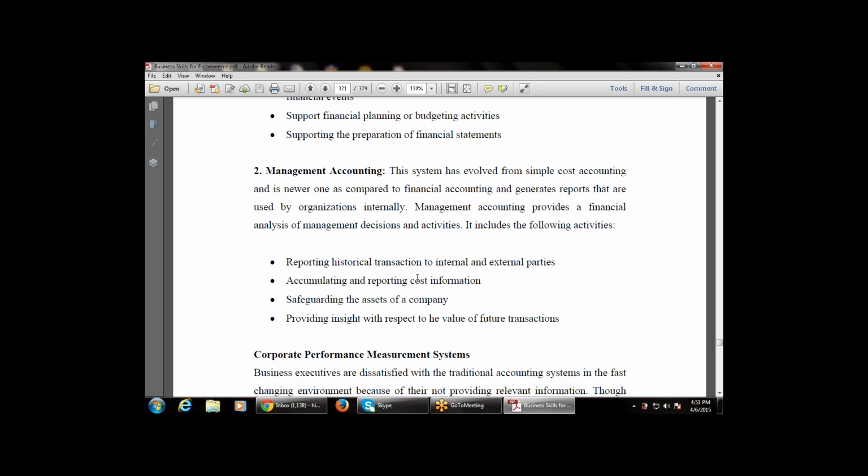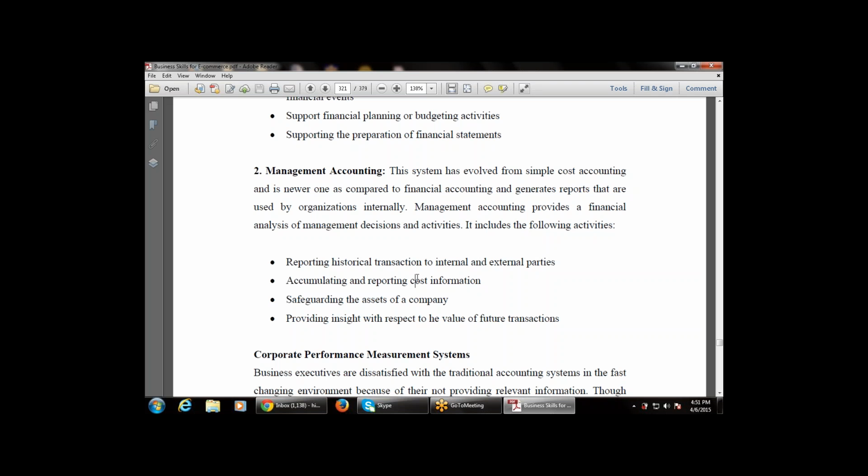Then accumulating and reporting cost information. That is the next point. That is, accumulate the information and report the information related to cost. So accumulating and reporting cost information is the next activity taken care of by management accounting.